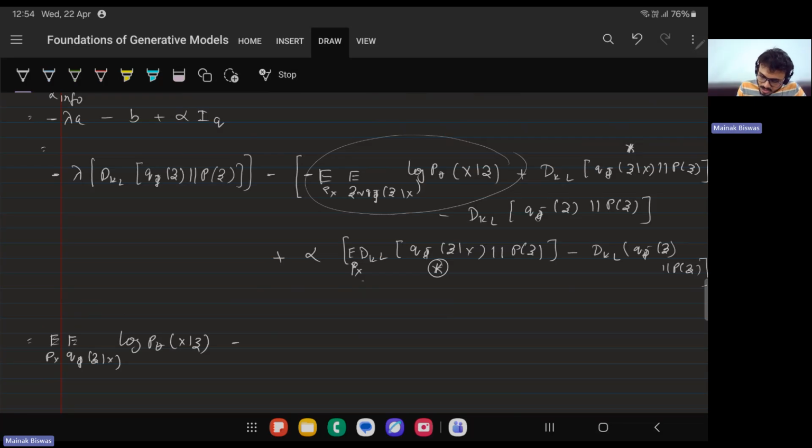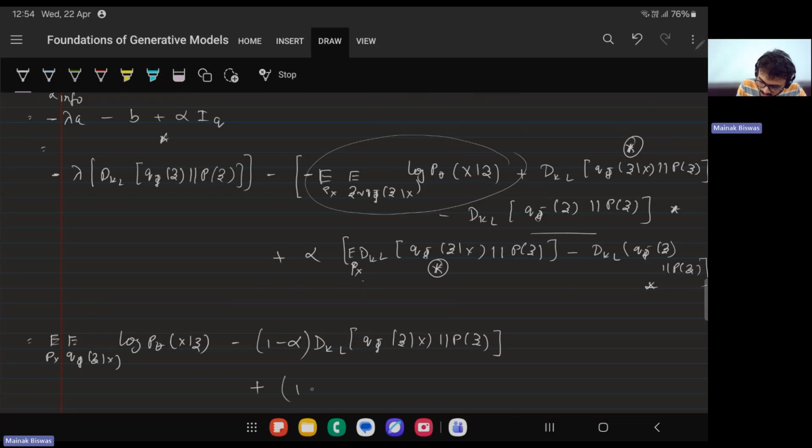So we have alpha is positive, and this is negative. So we can write negative of 1 minus alpha DKL q phi of z given x, p of z. Okay, and the third term is the prior matching term, which can be written as plus this term. So lambda is negative, alpha is negative, and this term is positive.